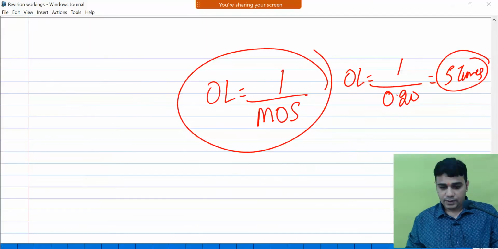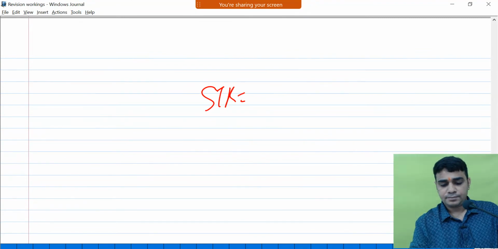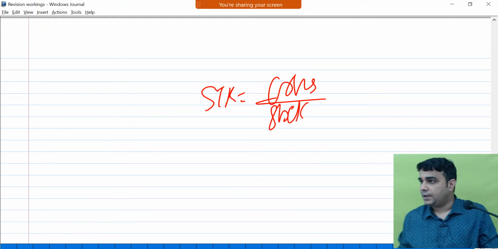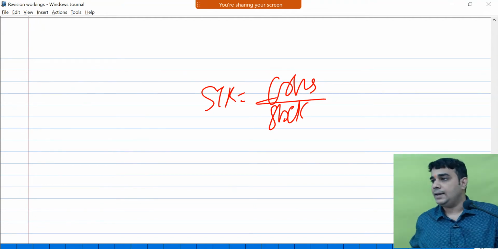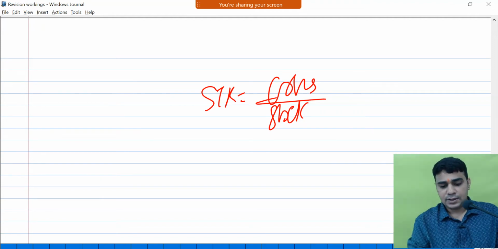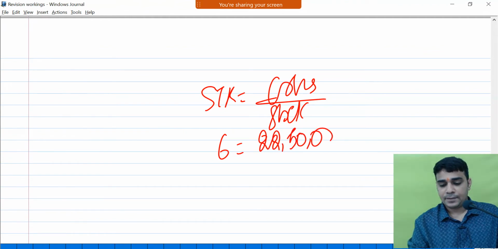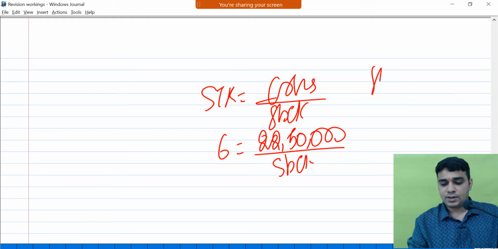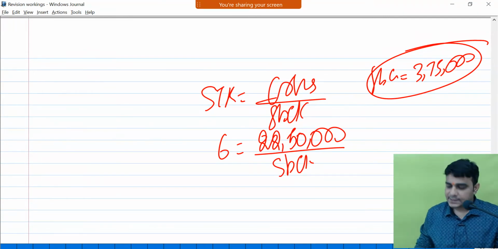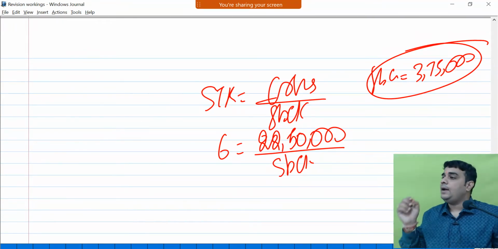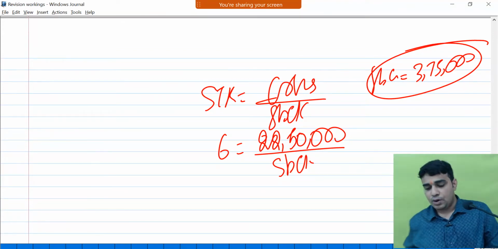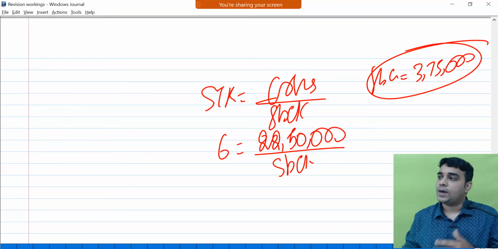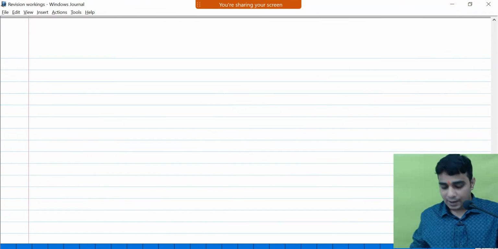Now the stock turnover ratio, what's the formula? COGS by stock. I'll not use the word average stock because I don't have data on average opening and closing, so I'll just use the word stock. Whatever I'm calculating is the closing stock and I'll use it in the balance sheet. The turnover ratio given in the question is 6 times, equal to 22,50,000 by stock, and stock turns out to be 3,75,000. Once I have stock computed, and you have current ratio and liquid ratio, you can use this combination and get to know the current asset and current liability. So I have got the stock information.